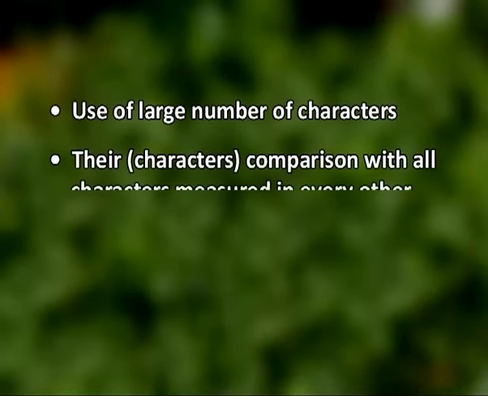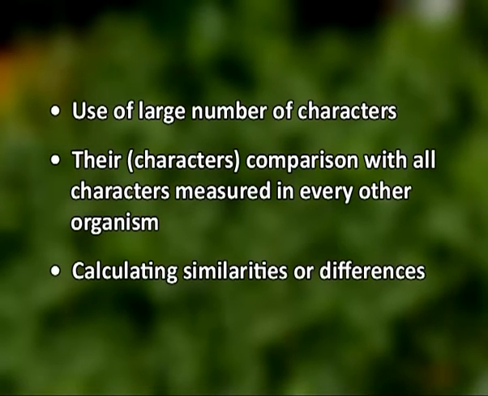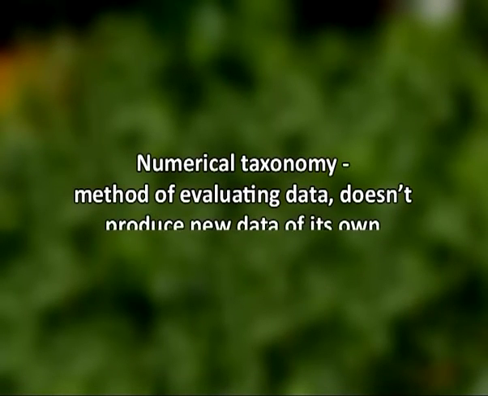Use of a large number of characters, their comparison with all characters measured in every other organism, and calculating similarities or differences involves an enormous amount of data, which necessitates use of computers, which in turn makes coding of characters important. Numerical taxonomy is a method of evaluating data and does not produce any new data of its own.